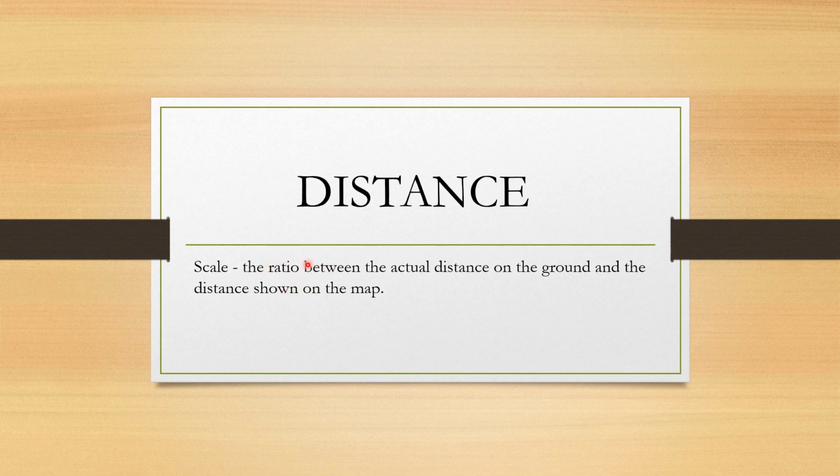Distance. Scale: the ratio between the actual distance on the ground and the distance shown on the map. So the scale means this.